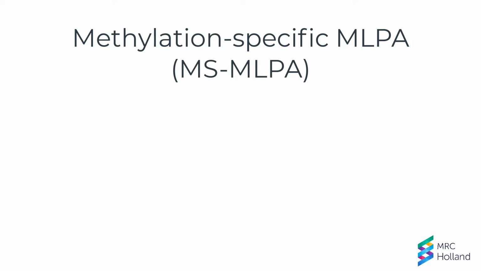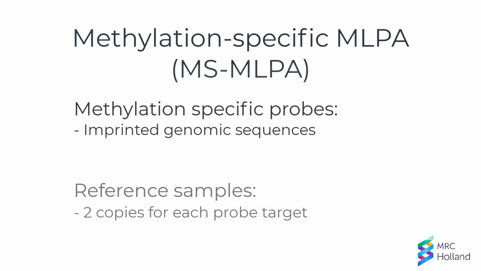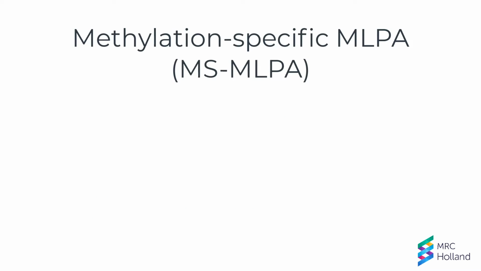Note that, for simplicity, the following applies to the cases used in this video. The methylation-specific probes target imprinted genomic sequences, and the reference samples have 2 copies for each probe target. More complex situations and explanations exist, depending on the used probe mix. However, as we want to demonstrate the general principle, these cases fall outside the scope of this video.